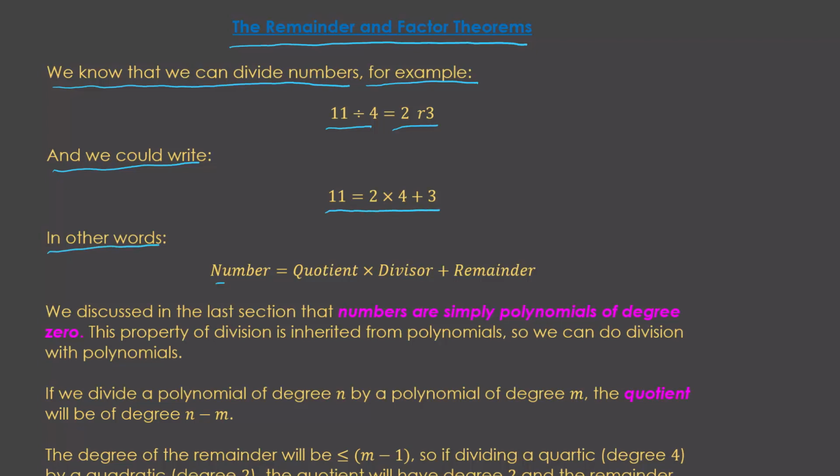In other words, our initial number 11 is equal to the quotient, which is the 2, the number of times 4 goes in, multiplied by the divisor, add the remainder. This is really important, so make sure that you remember that.